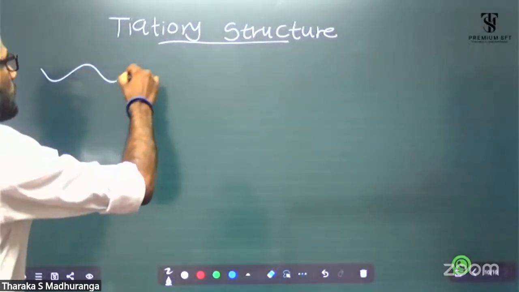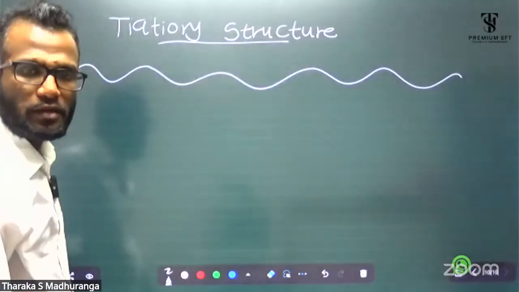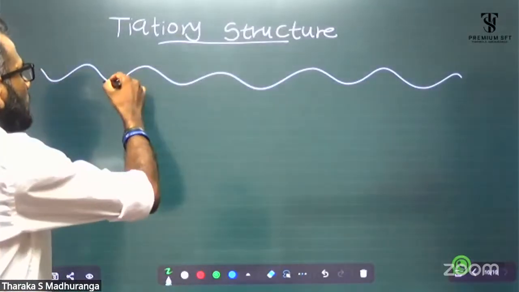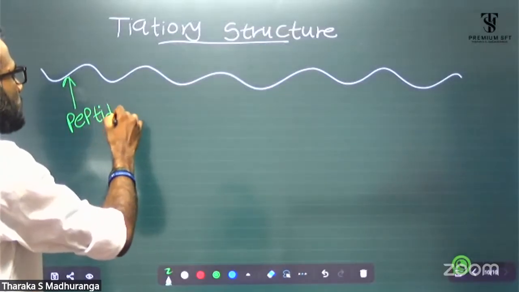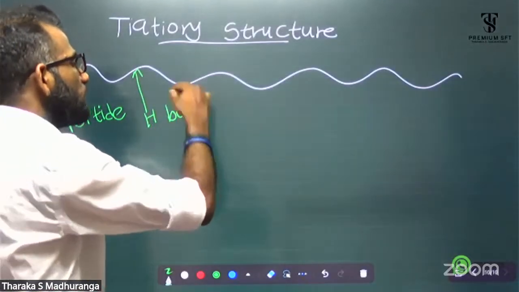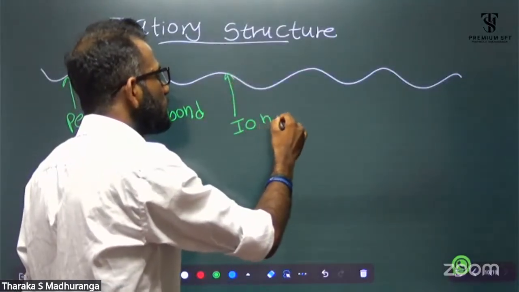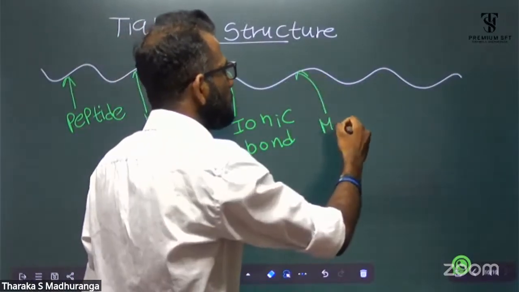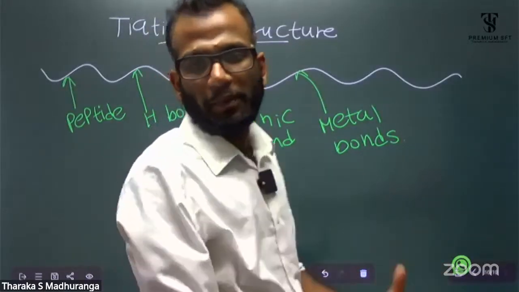Now, this helix in the secondary structure, this unfolding polypeptide chain, has additional different types of bonds forming. As an example, peptide bonds and hydrogen bonds are already available. Now, when they mature, what happens? Some ionic bonds and metal bonds, different bond sites form in the polypeptide chains.